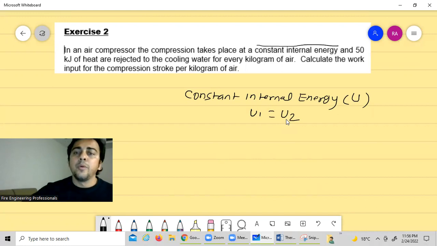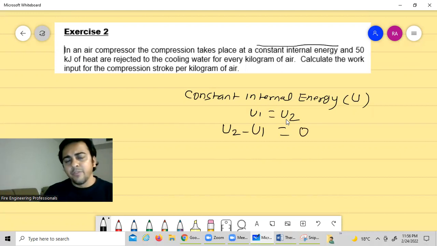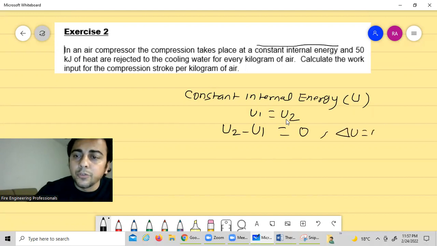So U1 and U2 are the same. We can also say that U2 minus U1 equals 0. Let's say 5 is coming from one side and 5 is going, just for example. 5 minus 5 is 0. Or we can further say delta U equals 0 in this question.